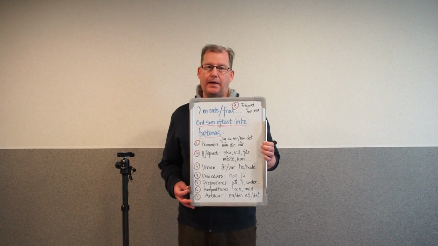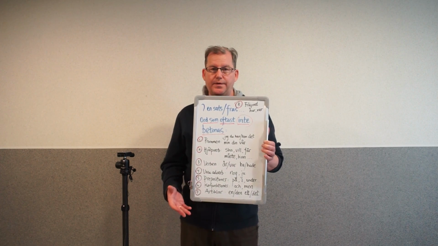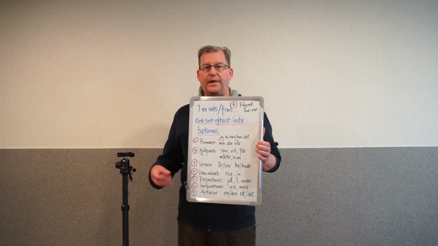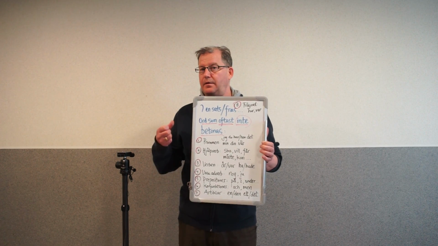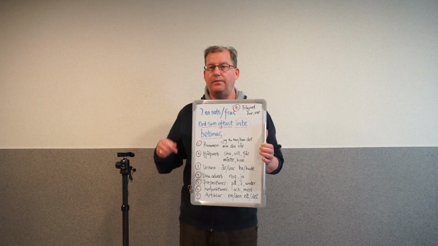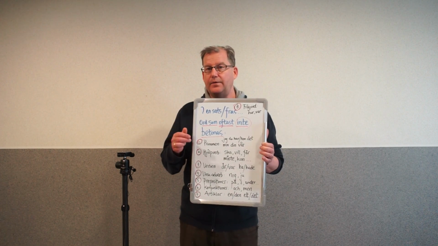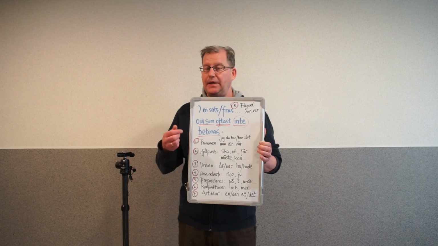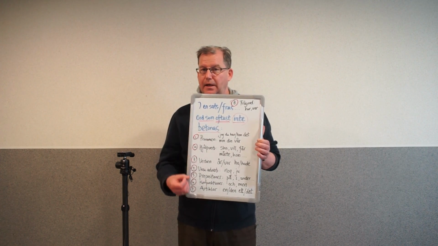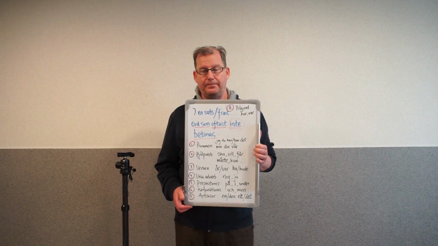Jag vet inte vad den är. I don't know where it is. Den. The emphasis is on vet. Jag, short pronoun. Vet, emphasized. Inte, short. Vad den är. Jag vet inte vad den är. I don't know where it is.